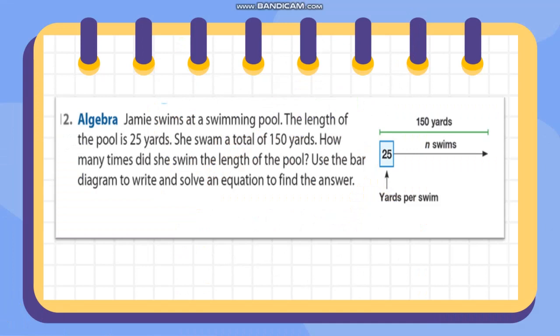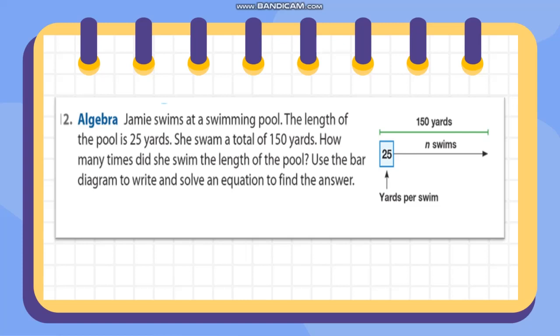Question number 12. Jamie swims at the swimming pool. The length of the pool is 25 yards. She swam a total of 150 yards. How many times did she swim the length of the pool? Use the bar diagram to write and solve an equation to find the answer. So as you can see, this is the bar diagram.